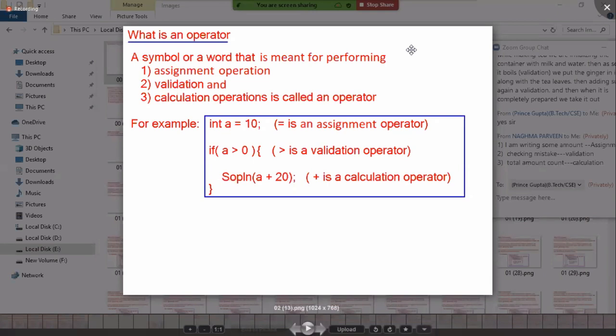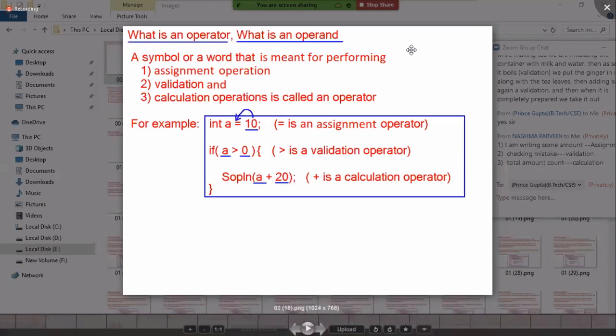Wonderful. Now we understood operator. Now I want to understand operand. What is an operand? Why operand? If you observe these expressions, int a equal to 10, a greater than 0, a plus 20, what are all these? These are all values. 10 is a value, a is a value, 0 is a value, a holds the value 10. So what is happening here? Why have we used those values there?